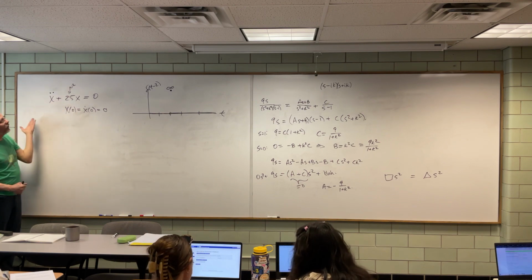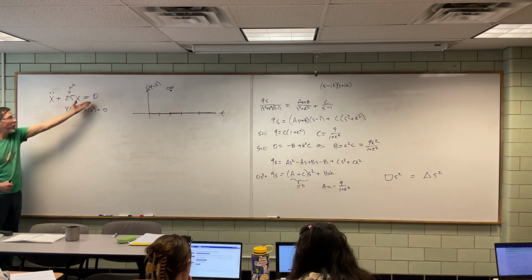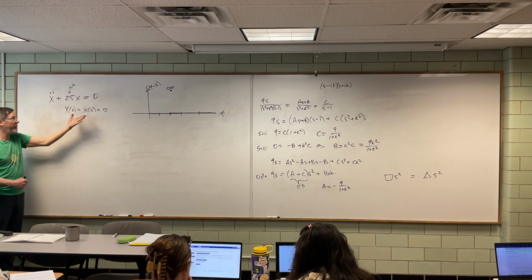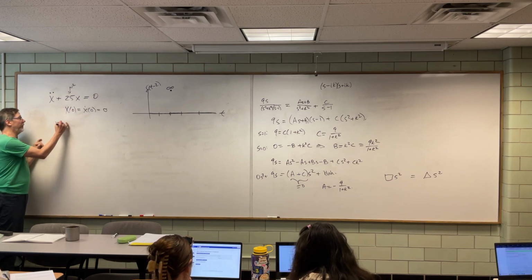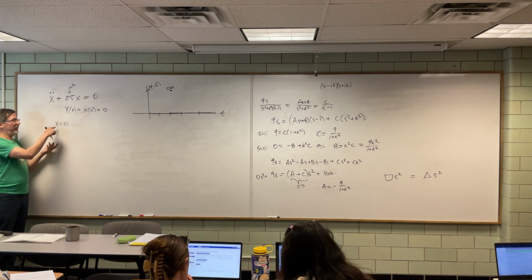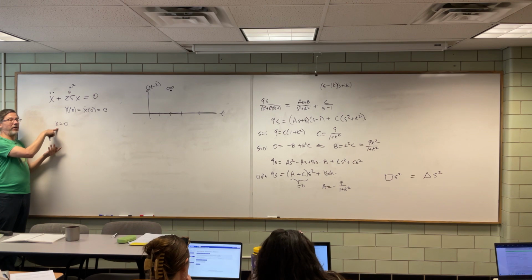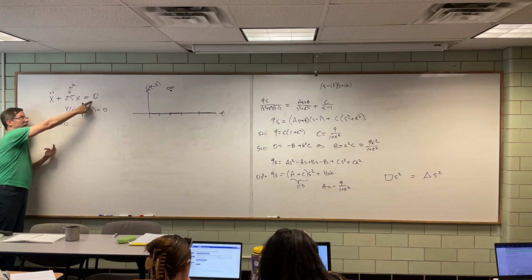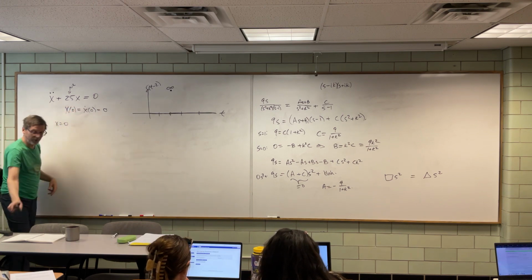So the solution would be 0. It's a mass spring system with no external forcing, no initial position or velocity. The solution will just be 0 the whole way through. And notice that would work. What's the second derivative of 0? 0 plus 0 equals 0. Certainly satisfies the initial conditions.